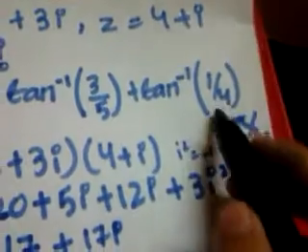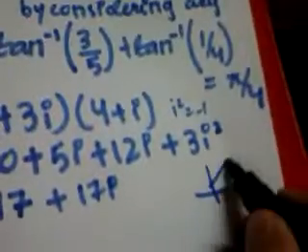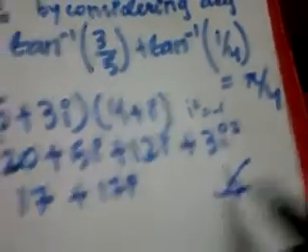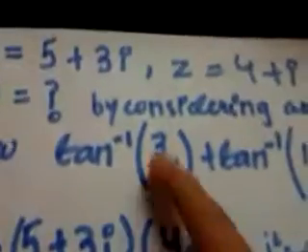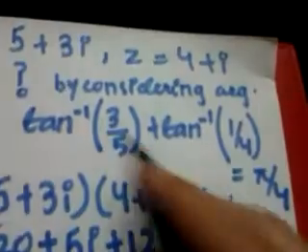by 5 plus tan inverse 1 by 4 equals pi by 4. By considering arguments, we have to show that. Now the argument of a complex number is the angle made by the complex number and the x-axis. Look, here is 3 by 5, and 1 by 4. So it seems that we need to find the arguments of these two so that we can prove this.